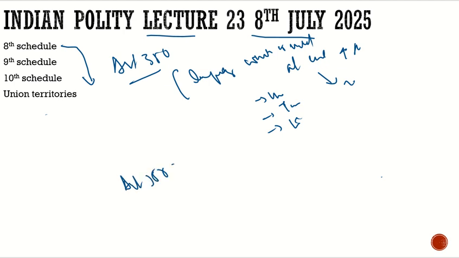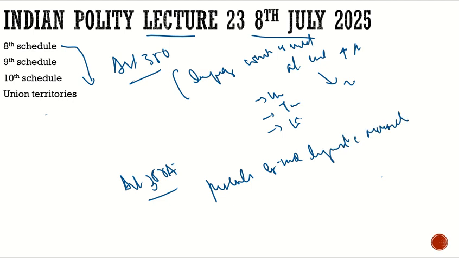Article 350A, what does it talk about? It in a way gives protection to linguistic minorities. For example, there are Marathi speaking people in Tamil Nadu and they have kids. They want to get education for those kids and they are not able to understand Tamil. So for them, what is this directive? It says that the Tamil Nadu government should assure that these Marathi speaking children will get primary education in their mother tongue. This is what Article 350A says.